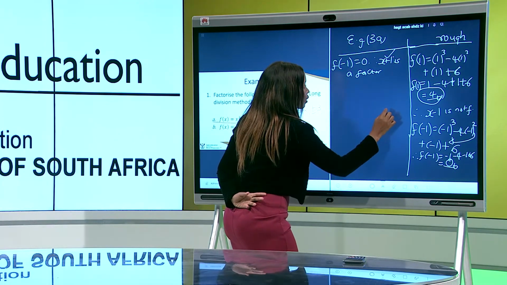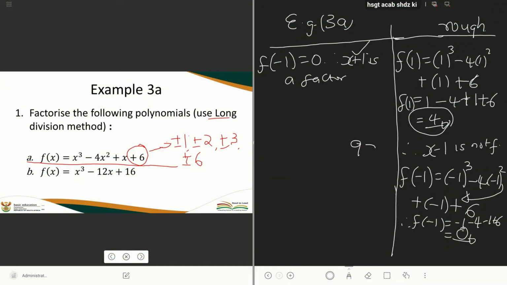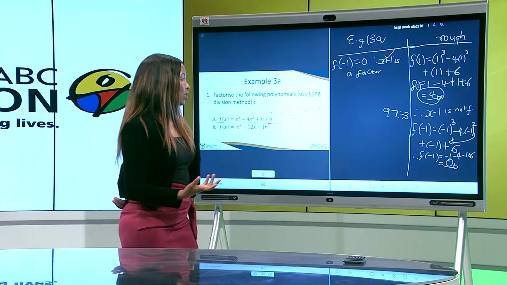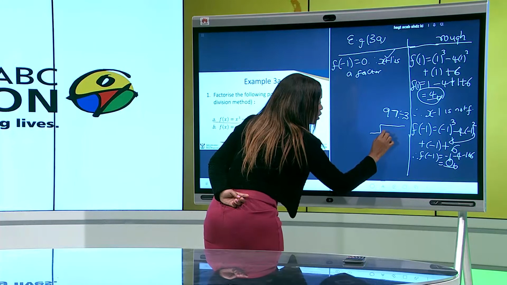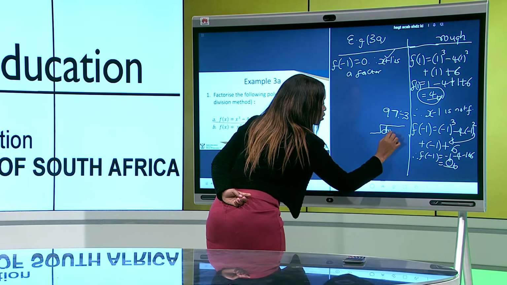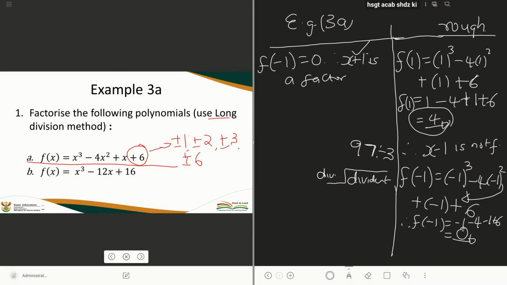Let me take you back to your grade 9 content. Remember, in grade 9, they will say divide 97 by 3, using your long division method. And then you'll draw your long division sign. Remember, this portion is meant for what? You must know that this part is for your dividend, and this one is for your divisor. And here it's meant for the quotient. And the answer at the end is the remainder, right?